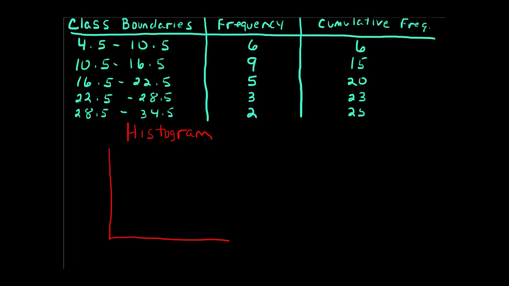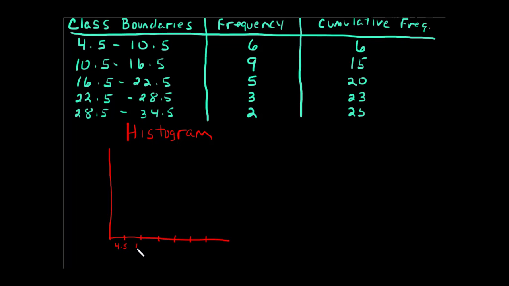We want to get into the habit of labeling and titling our graphs, so I need to title this a histogram, and I've already drawn a horizontal and vertical axis, but you need a horizontal and vertical axis. Along the horizontal axis, create a series of tick marks, hopefully evenly spaced. I've got 5 classes and 6 boundaries, so I'm going to need 6 tick marks on my horizontal axis. And then at each tick mark, place one of our class boundaries.